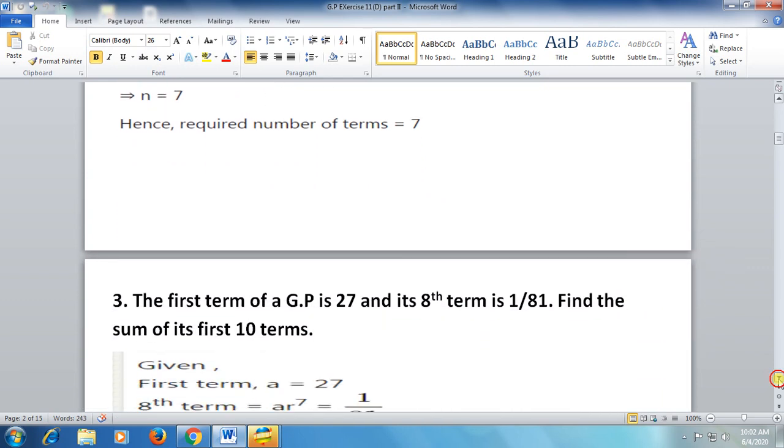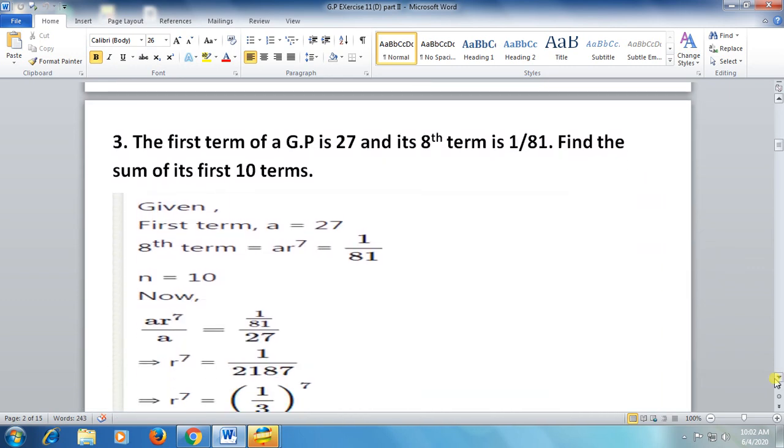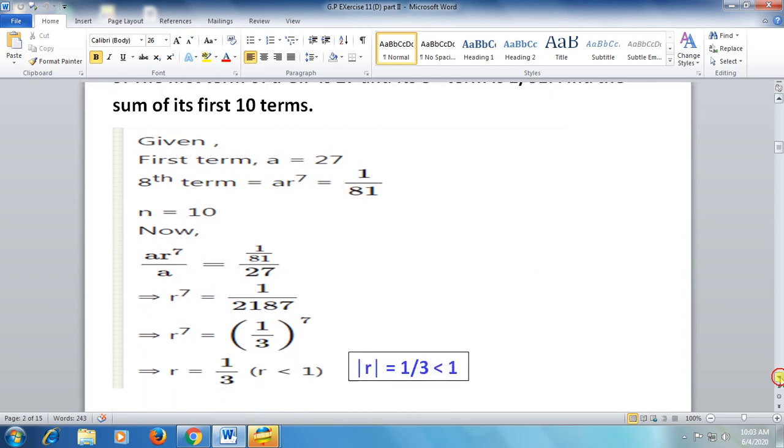Question number 3. The first term of a GP is 27 and its eighth term is 1 by 81. Find the sum of its first 10 terms. So it is given that the first term is 27 and the eighth term, a into r to the power of 7, is equal to 1 by 81, and we need to find out the sum of first 10 terms, that means n is equal to 10. Let us consider the first two pieces of information and find out the value of r.